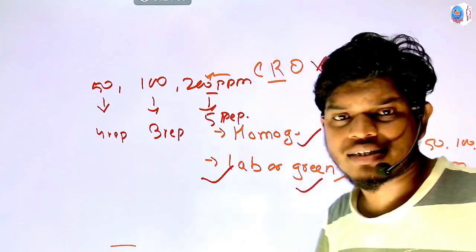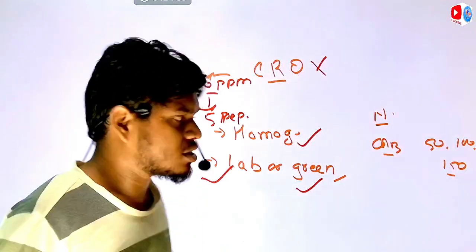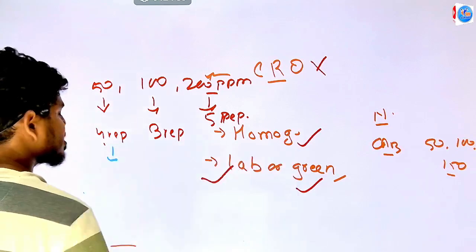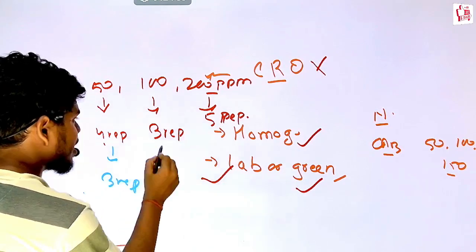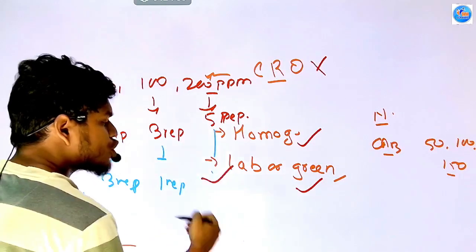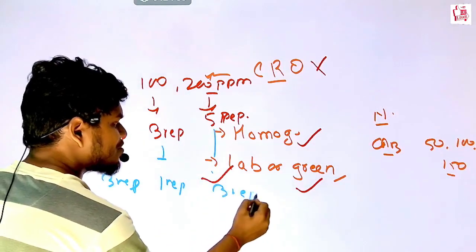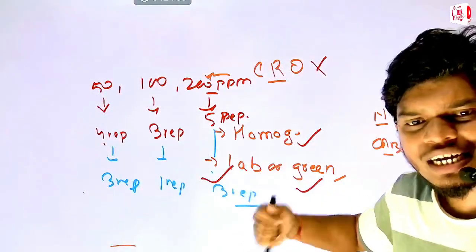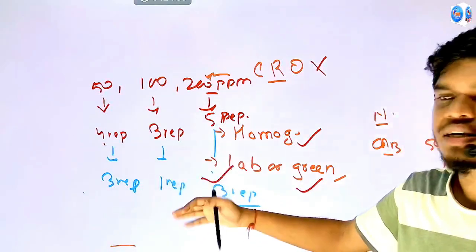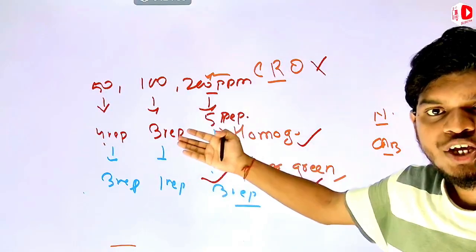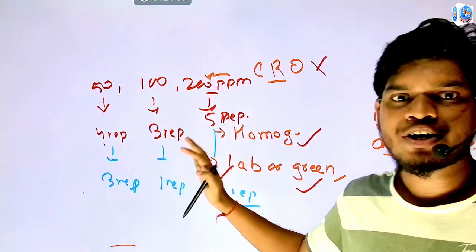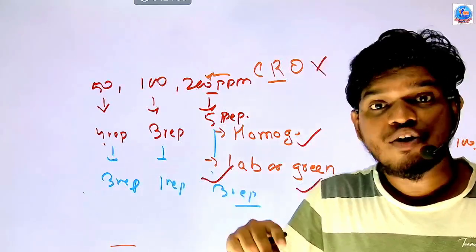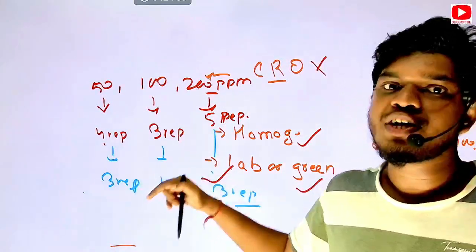And the second merit is, suppose one replication is lost in 50 ppm. If 3 replications are left here, 1 replication is left, here 2 replications are lost, 3 replications are left, then we can still calculate the CRD design. If a replication is lost, then we use CRD, but in RBD we don't use it. So two merits are there: if there is unequal replication and if there is loss of replication, then we use CRD.